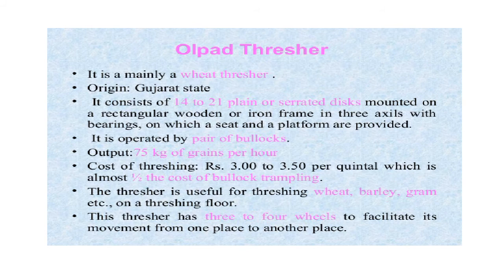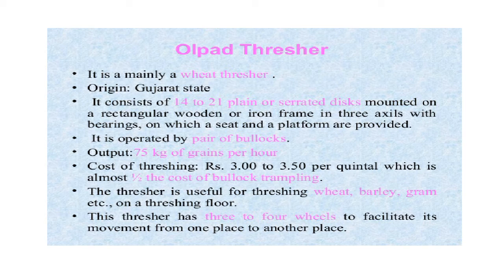The Olpad thresher is an animal drawn thresher. It is mainly a wheat thresher, and it originated from the Gujarat state. It consists of 40 to 21 plain or serrated discs mounted on a rectangular wooden or iron frame in three axles with bearings, on which a seat and platform are provided, and it is operated by a pair of bullocks. The output of this is 75 kg of grain per hour.